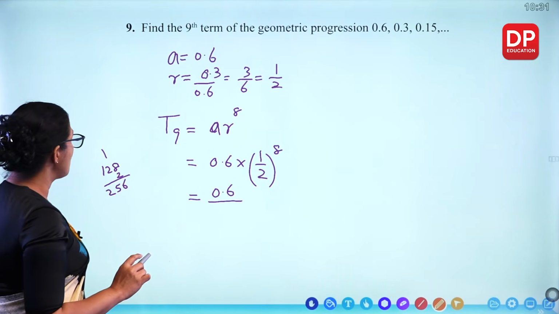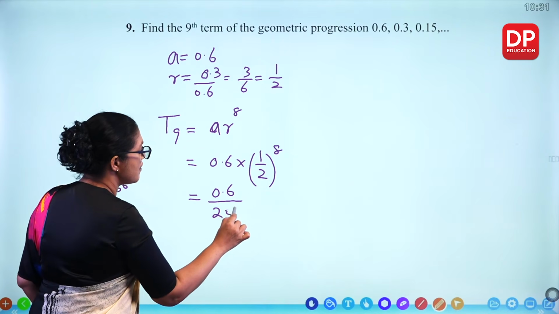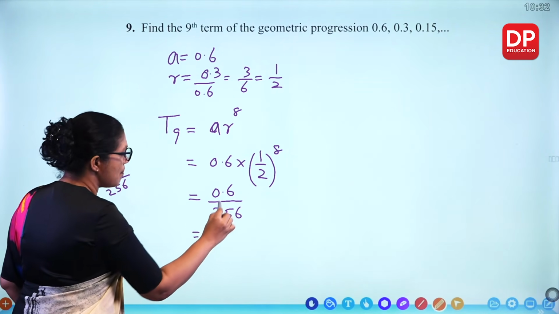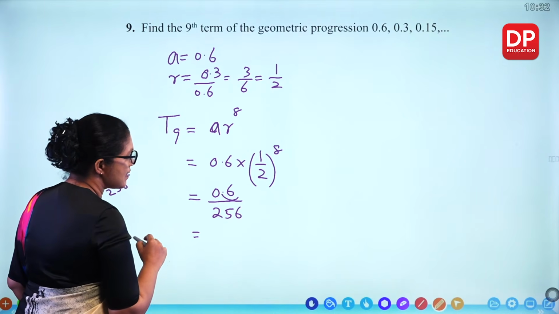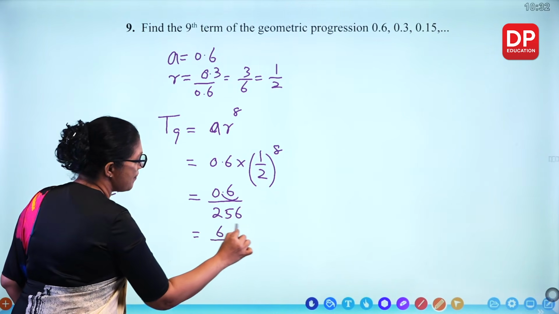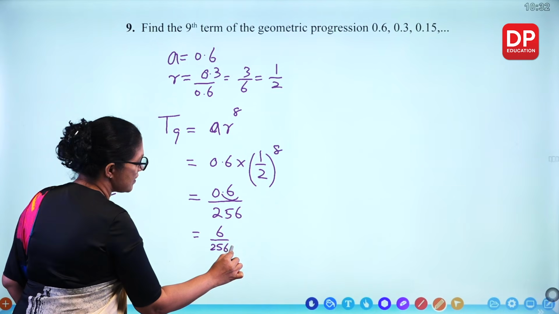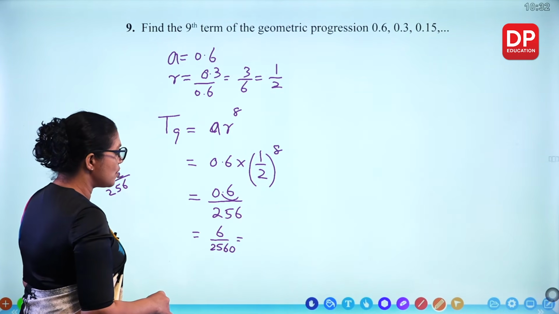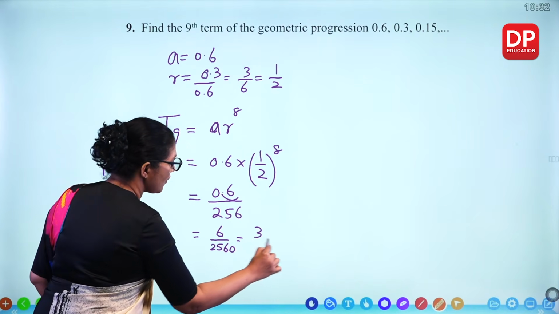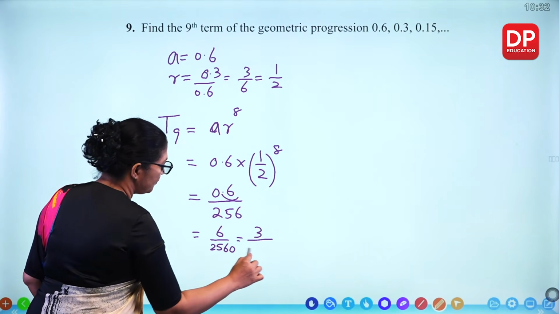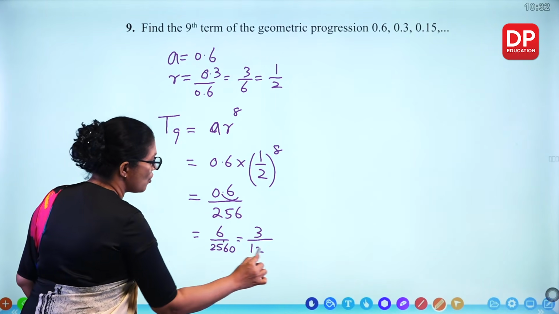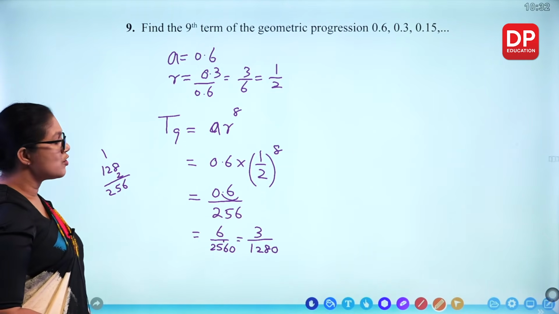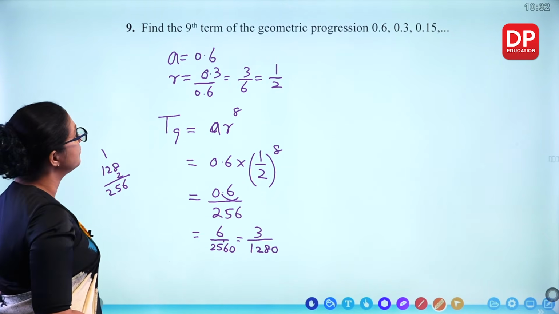256. So 2 to the power 8 is 256. So we can write it as a fraction by taking this one to this side: 6 divided by 2560. When you simplify, divide by 2, you get 3 over 1280.